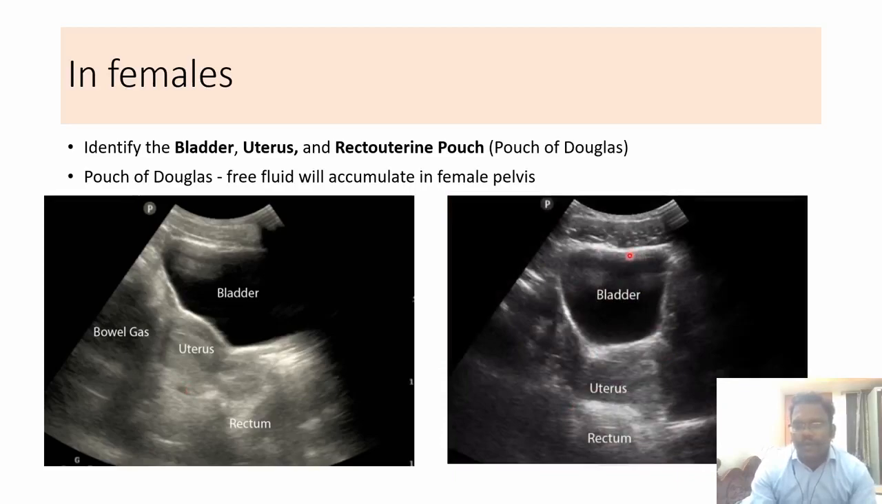So here, in this transverse image, we can see the completely anechoic structure, that is urinary bladder, and posterior to the urinary bladder we have the uterus, and posterior to the uterus we have the rectum. And here also we can say there is no free fluid present between the uterus and rectum, that is the pouch of Douglas.